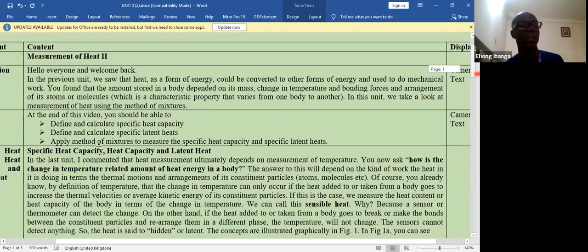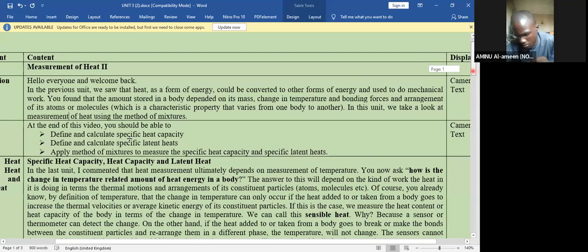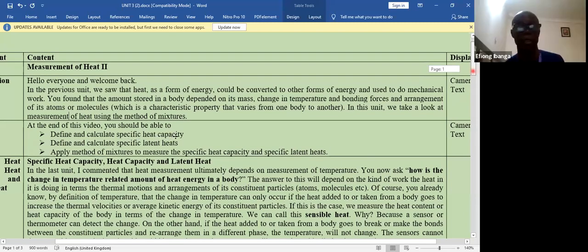In this unit, you should be able to define and calculate specific heat capacity. You have already defined that in the previous unit.